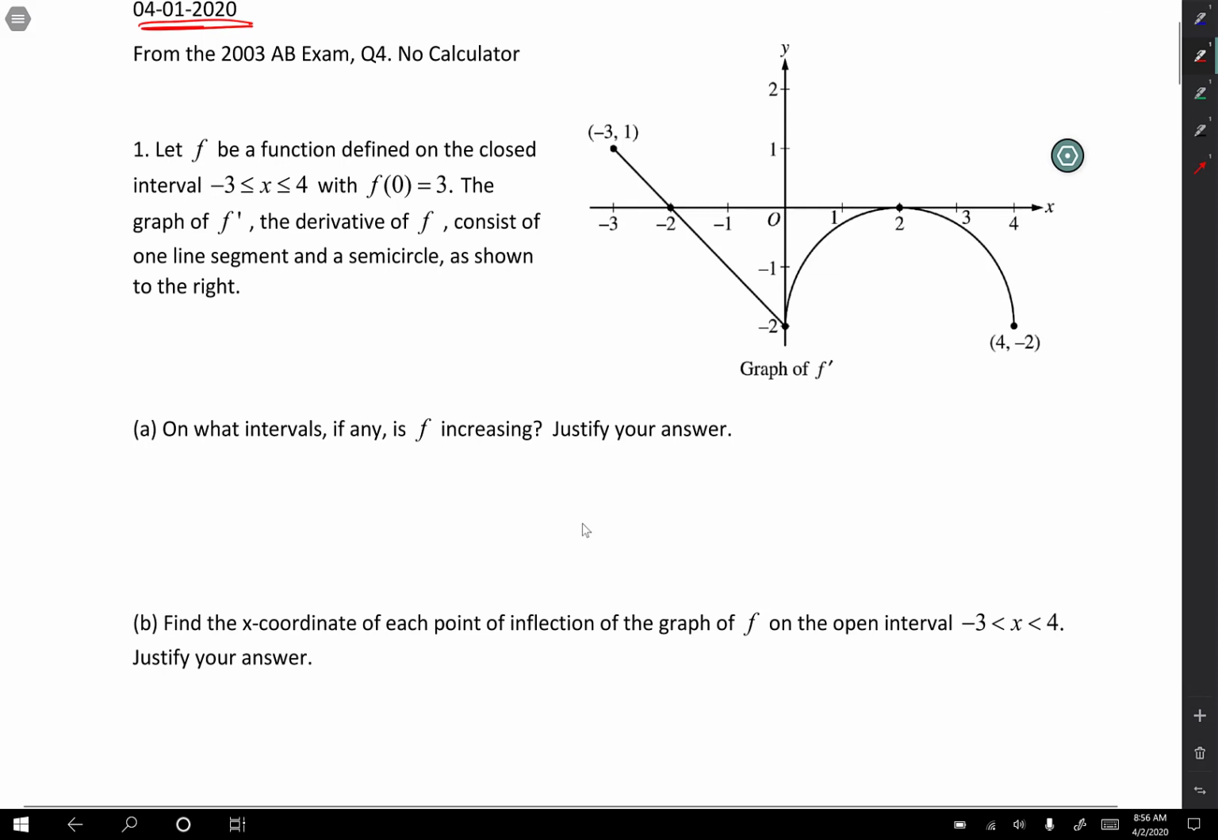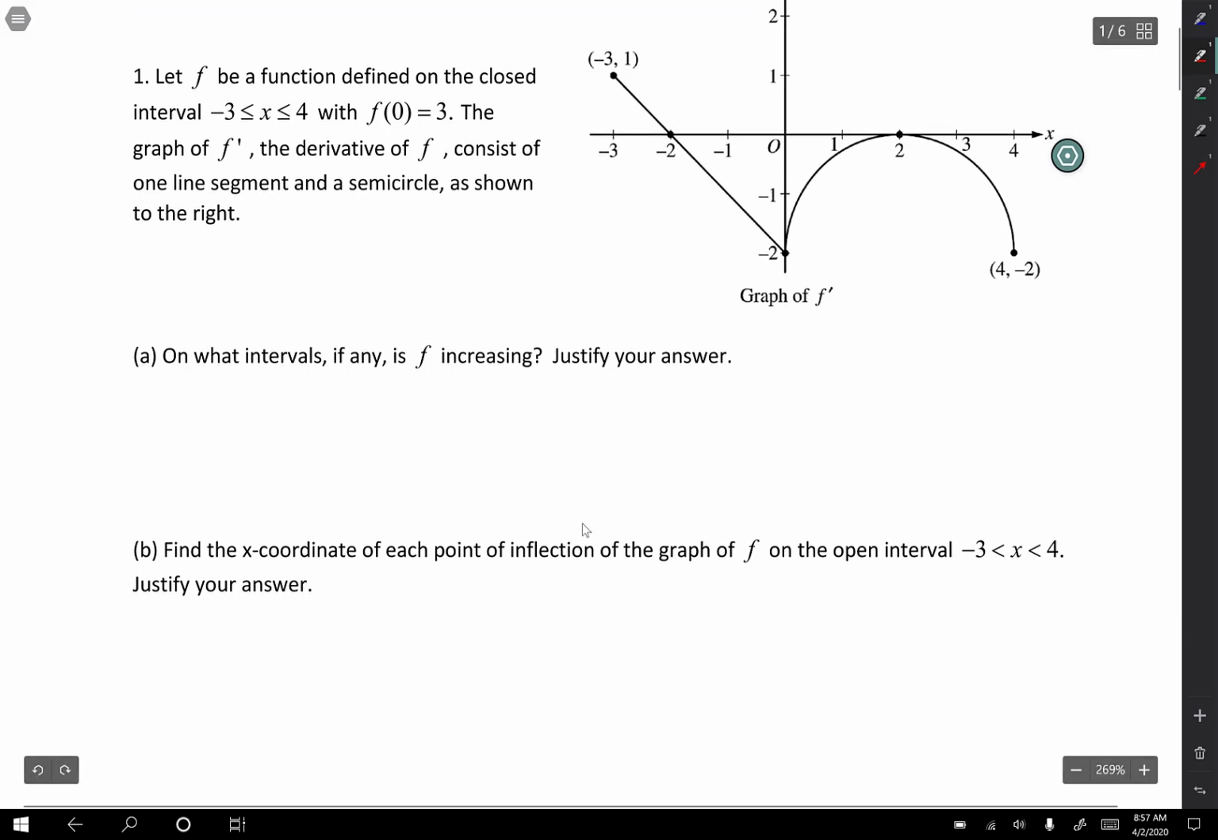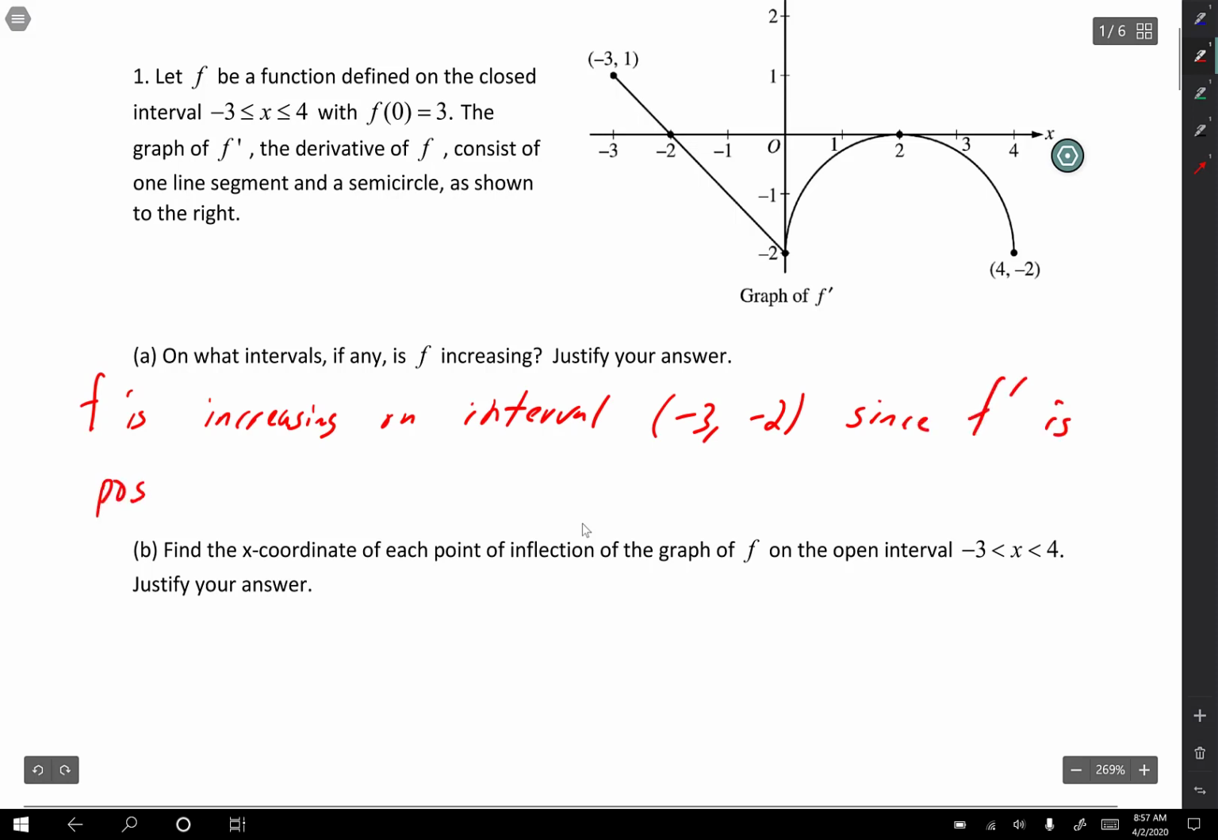F is increasing whenever f prime is positive. So f prime is positive between -3 and -2. I'm just going to write a statement here: f is increasing on the interval -3 to -2, since f prime is positive on this specific interval. And there it is. You're done, guys.